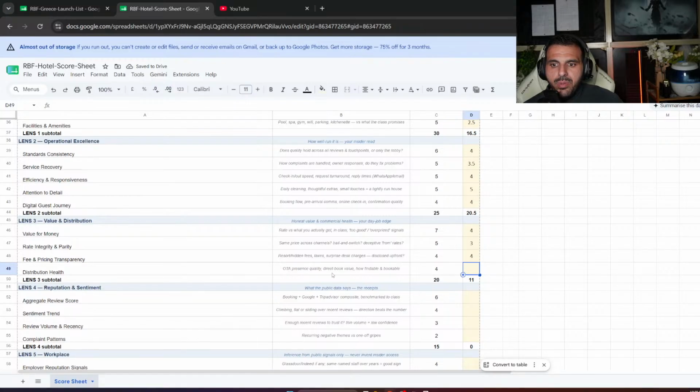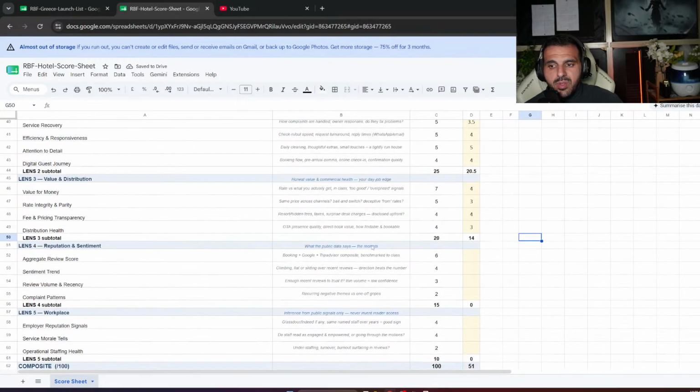Distribution health, OTA presence quality, direct book value, how findable and bookable. They are actually findable, but on Google they're not that much promoted. Reputation and sentiment, aggregate review score, Google plus and so on. They're very low actually. I would give them a 2 out of 6.